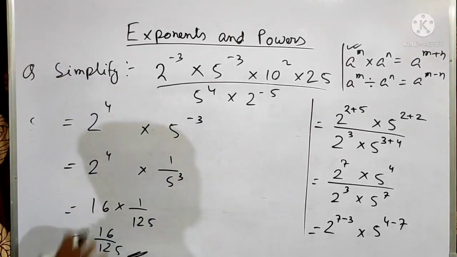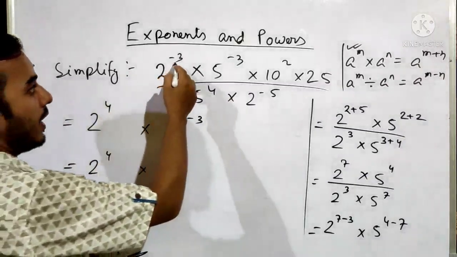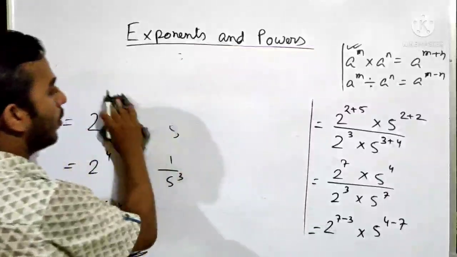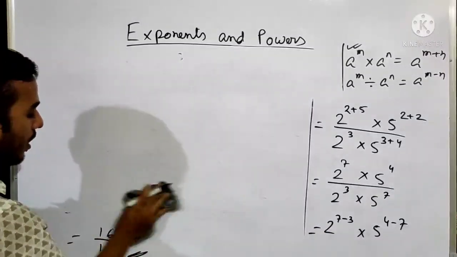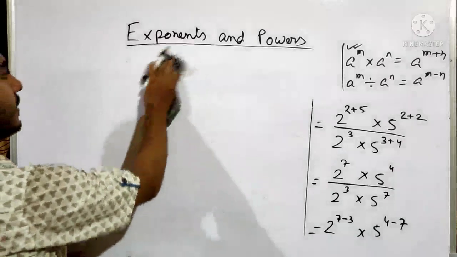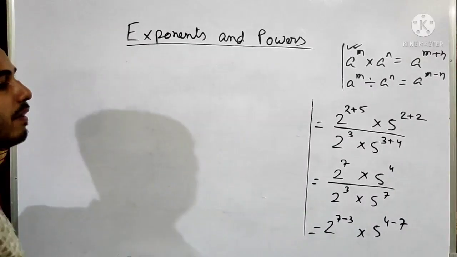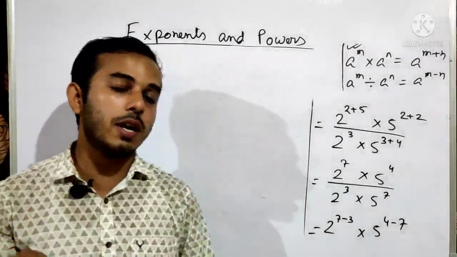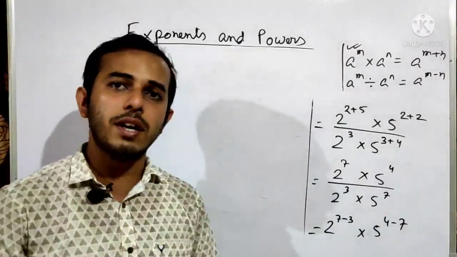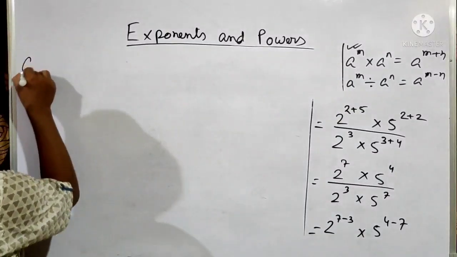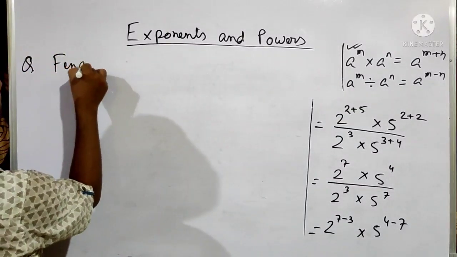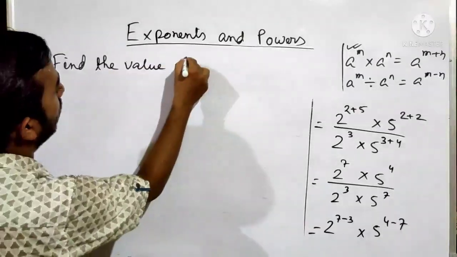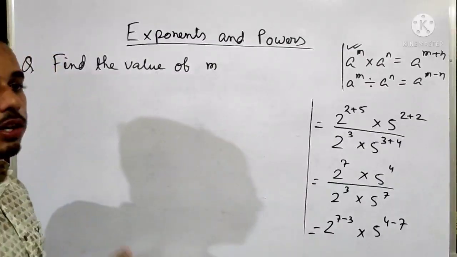Let's have a look at the question and then you will understand what I want to say. Find out the value of m. Here this m or n or any alphabet will be given in the exponential form, that is, as the exponent. We have to find out the value of that power or exponent. So let's write out the question. Find the value of m.